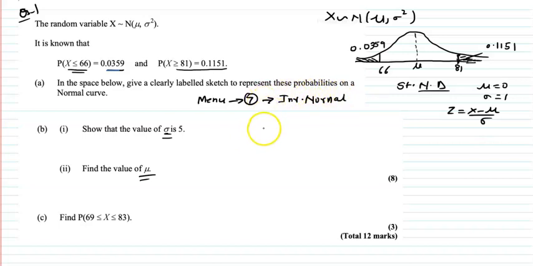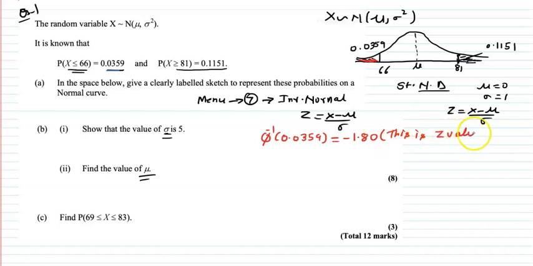So let's find the z value first. So z is x minus mu over sigma. To find the z value, we need to find the inverse normal. The inverse normal is denoted by phi inverse, and this area we are talking about, the red area, 0.0359. Okay, and we will put mu 0 and sigma 1, and then this value comes out as minus 1.80. Remember, this is the z value.